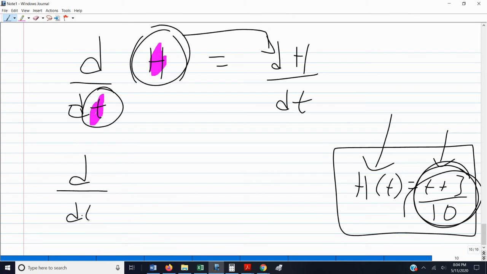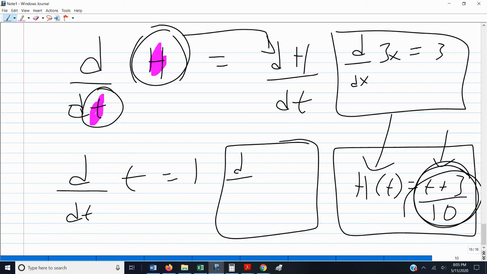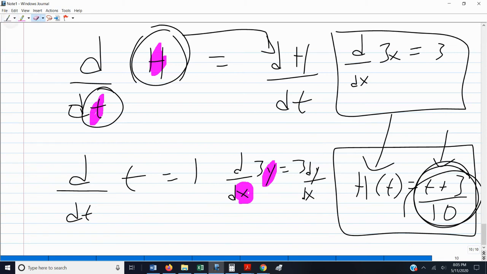So if you were differentiating with respect to time, the derivative of t is 1. If you were doing d dx, differentiating with respect to x, and it was 3x, then the derivative is 3. But if you have the derivative with respect to x and you're doing the derivative of 3y, then 3 is a constant you can move over, but the derivative of y is not 1 because your independent variable is x. So then you would have dy dx. Sorry, my handwriting. All right, so hopefully that is a little bit helpful.